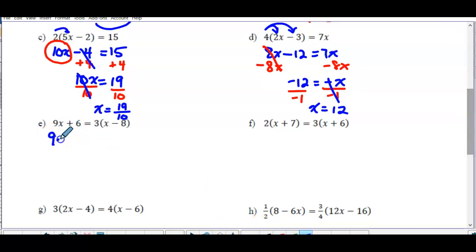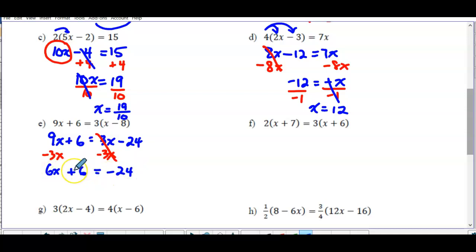Next one, nothing to do on the left. Before you start bringing terms over, you have to expand. So 3x minus 24. And then you want to get the x terms together. So I always look for the smallest x term. And that's going to work in this case because there's also a number there. So that goes to 0. So you get 6x plus 6 equals negative 24.